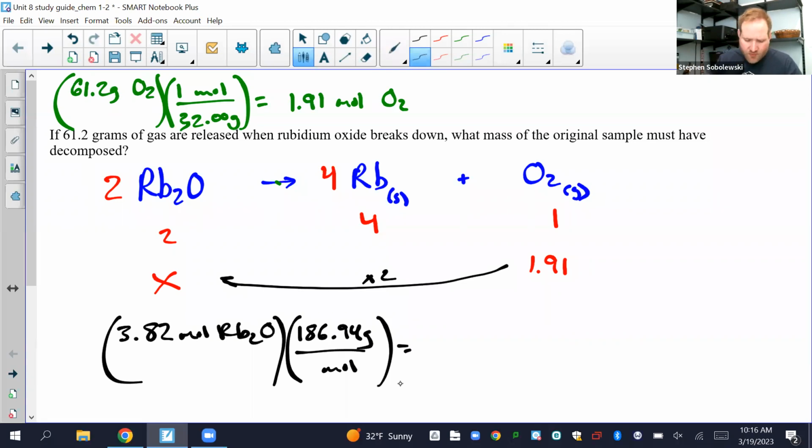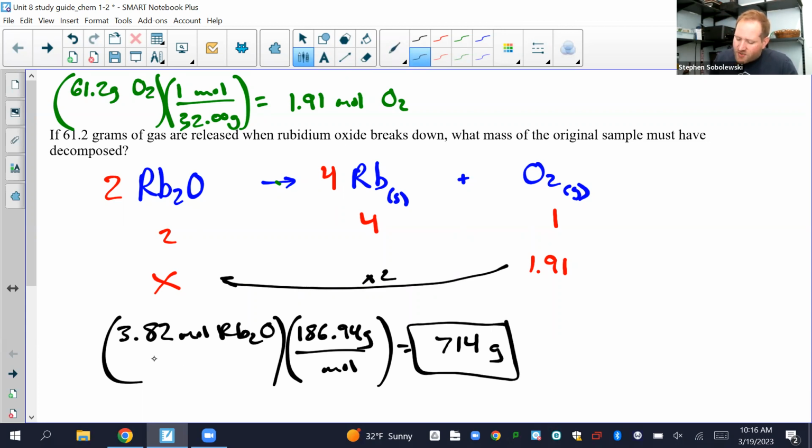Mole cancels mole, 3.82 times that gives 714 grams. Now you might be saying, hold on a sec, how can 714 grams turn into just 61 grams of gas? Well, you've got to figure a lot of that other mass becomes rubidium. And in fact, if I do a real quick check here, just to be extra thorough, not that you would ever need to do this, let's just see if mass is truly conserved.